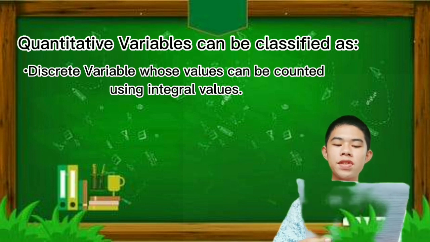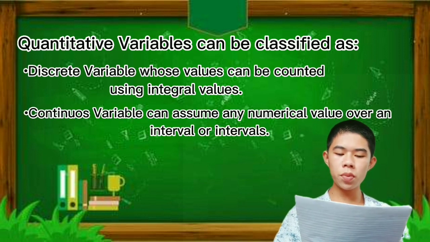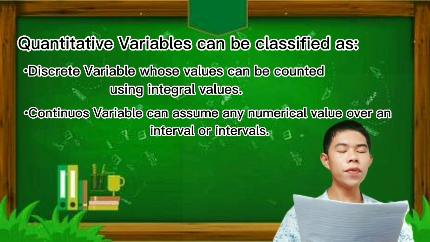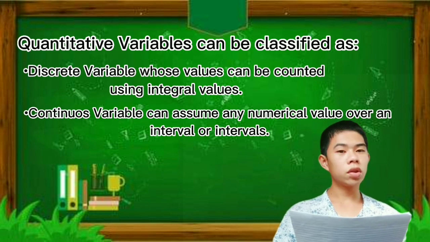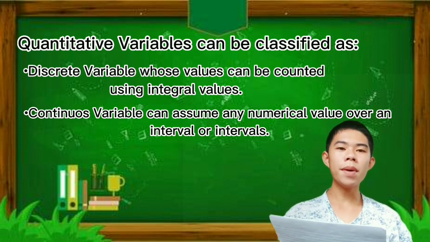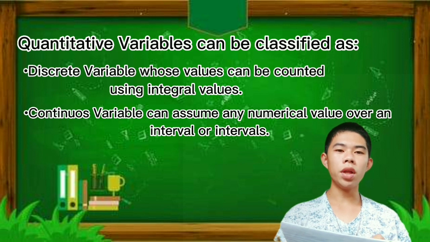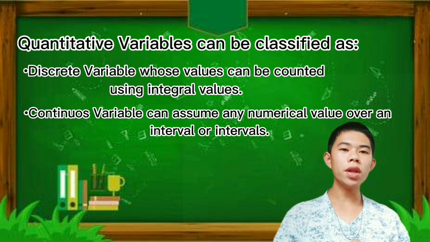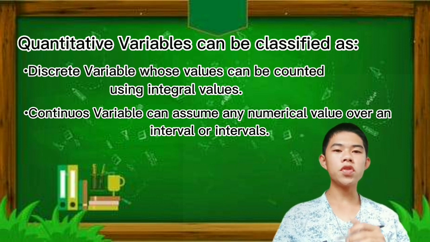For example, the number of students in a classroom. A continuous variable can assume any numerical value over an interval or intervals. So in a continuous variable, we use a decimal, or we can have a decimal between the integers 1 and 2. For example, 1.5. So a discrete variable will be countable, while the continuous variable is more on measured or measurement.